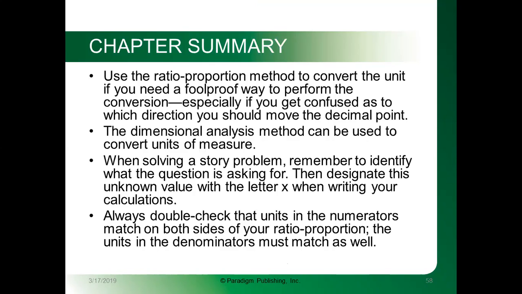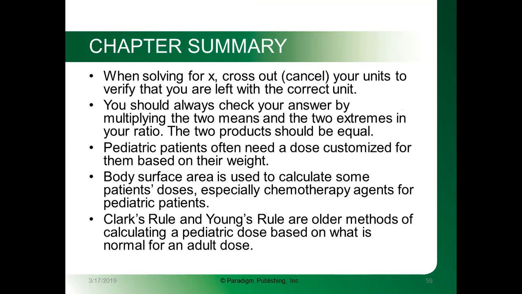When solving a story problem, remember to identify what the question is asking. Then designate this unknown value with the letter X when writing your calculations. Always double check that the units in the numerator match on both sides of your ratios and proportions, and the units of the denominator match as well. When solving for x, cross out, or cancel, units to verify that you are left with the correct unit. You should always check your answers by multiplying the means and the two extremes in your ratios. The two products should be equal.